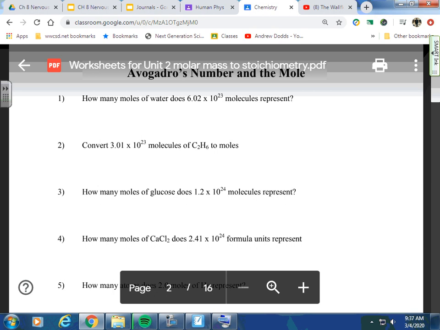So our particles, depending on the substance, could be atoms, they could be molecules. Usually those are the only two I use. Sometimes you'll see this thing called formula units fairly often. Can anybody tell me the answer to the first one? How many moles of water does 6.02 times 10 to the 23rd molecules represent? Number one there. Isn't it just one? That's okay. So if you don't have this yet, make sure you've got it right now. 1 mole is 6.02 times 10 to the 23rd particles. So if I say how many moles of water does 6.02 times 10 to the 23rd molecules represent, that's 1 mole.